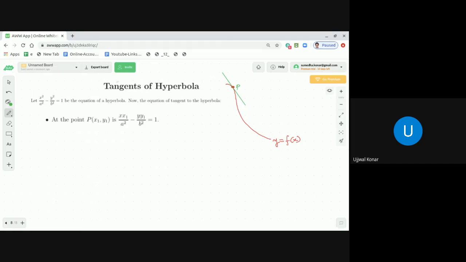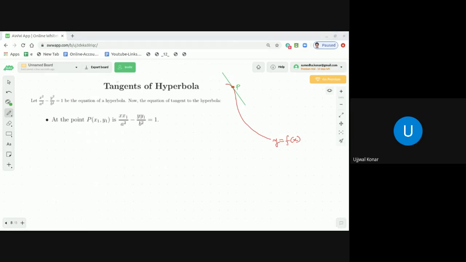I repeat, dear students, if that point P, having coordinates x1, y1, is there, then we can find the equation of the line which is the tangent to the hyperbola x squared by a squared minus y squared by b squared equal to 1 at the point P having coordinates x1, y1, as x x1 by a squared minus y y1 by b squared equal to 1. That is one way of finding the equation of the tangent.